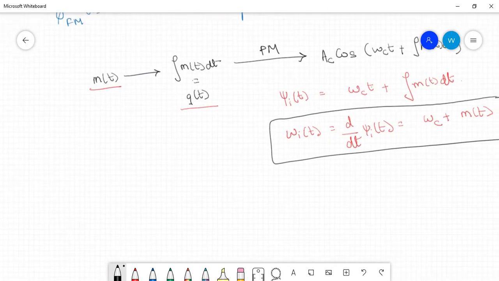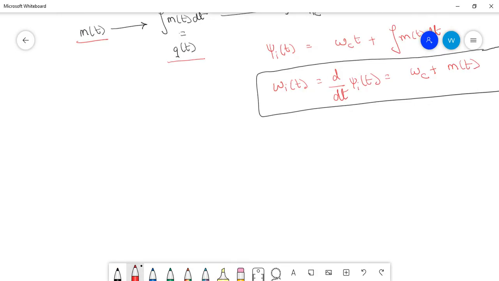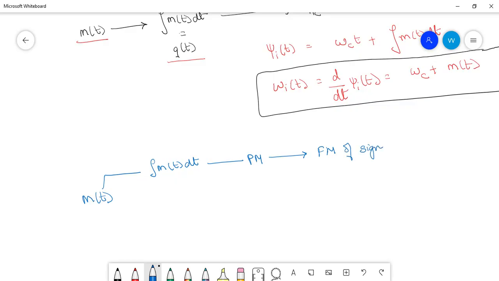Okay, so in short I will write this as the conclusion. Say I am taking m(t), I have integrated m(t), and then I do the phase modulation on this signal, the integral of m(t) dt. What do I get? I get FM, frequency modulation, of the signal with m(t) as the modulating signal.